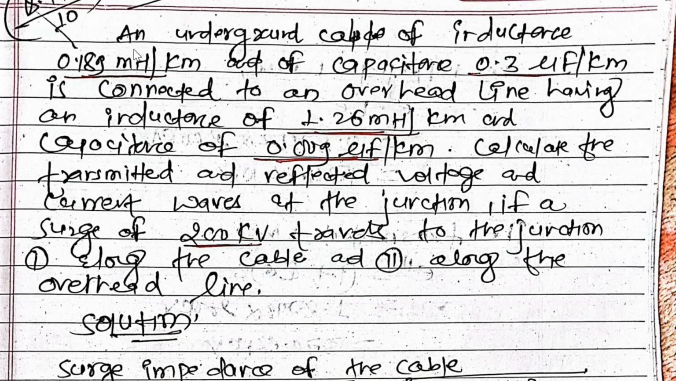This numerical problem is frequently asked in the board exam of Pokhara University. An underground cable of inductance 0.189 millihenry per kilometer and capacitance 0.3 microfarad per kilometer is connected to an overhead line having an inductance of 1.26 millihenry per kilometer and a capacitance of 0.009 microfarad per kilometer. Calculate the transmitted and reflected voltage and current wave at the junction if a source of 200 kilovolt travels to the junction along the cable and along the overhead line.